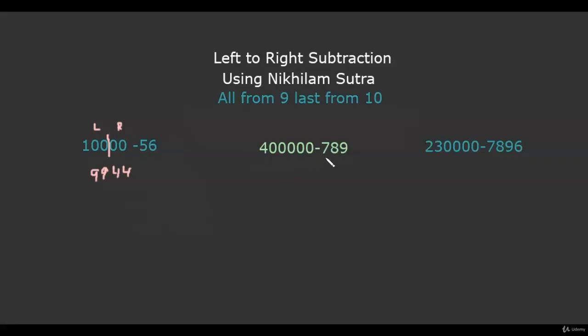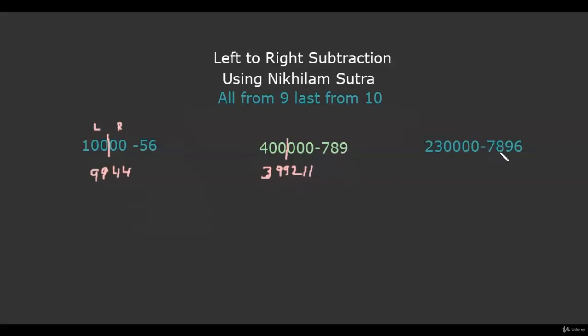So let's take one more example. Now 789, the second number, is a 3-digit number. So from the first number we will partition it into two parts, leaving 3 zeros on the right side of it. Now we will reduce the number on the left side by 1, so this becomes 399. Since we have zeros on the right side, we will follow all from 9, last from 10. All from 9 means subtracting 7 from 9, this gives us 2. Subtracting 8 from 9, it gives us 1. But subtracting 9 from 10, last from 10, it gives us 1. So this is the answer.